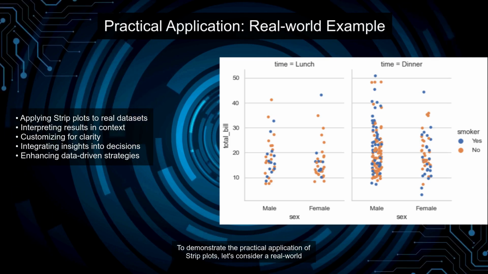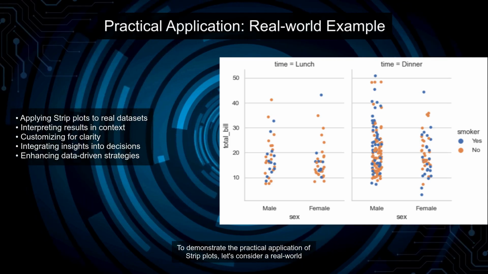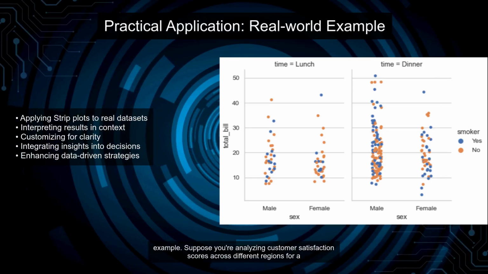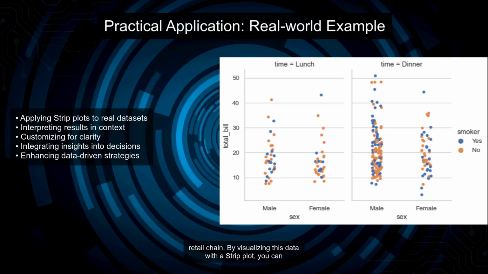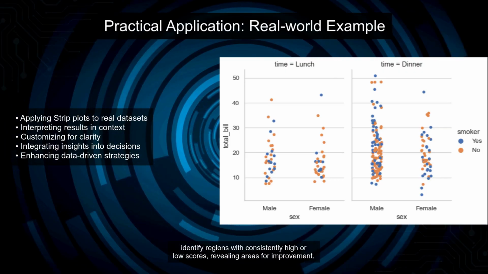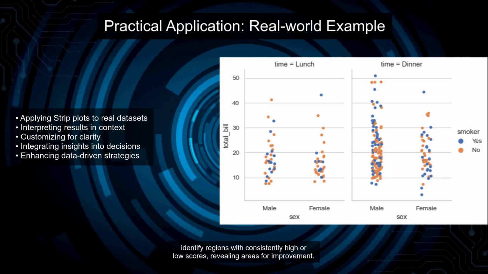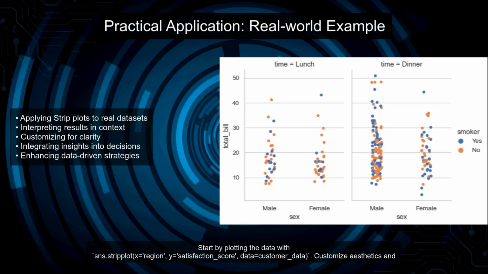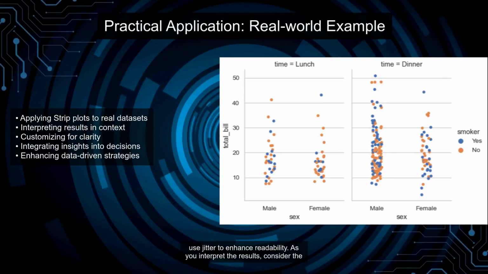To demonstrate the practical application of strip plots, let's consider a real-world example. Suppose you're analyzing customer satisfaction scores across different regions for a retail chain. By visualizing this data with a strip plot, you can identify regions with consistently high or low scores, revealing areas for improvement. Start by plotting the data with sns.stripplot(x='region', y='satisfaction_score', data=customer_data).